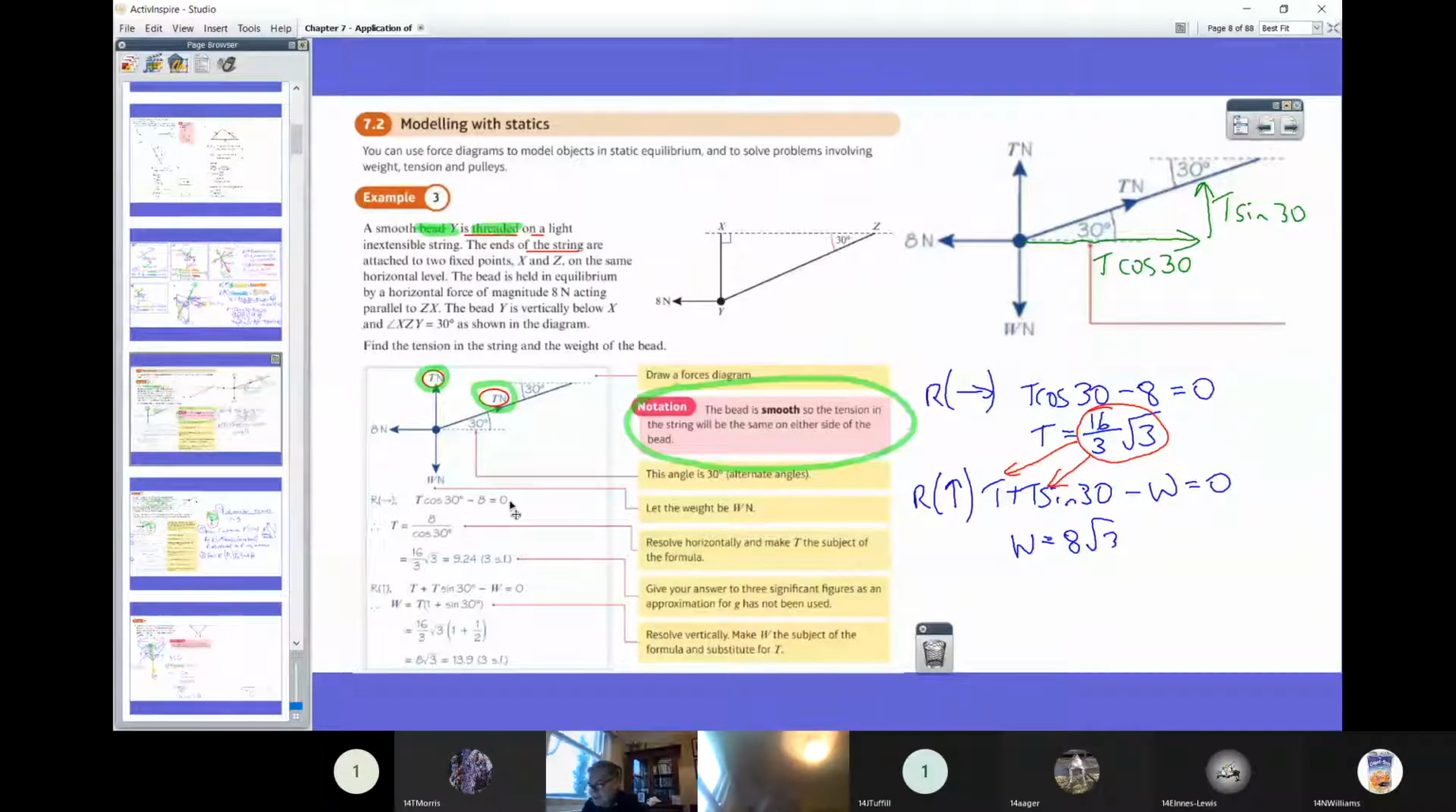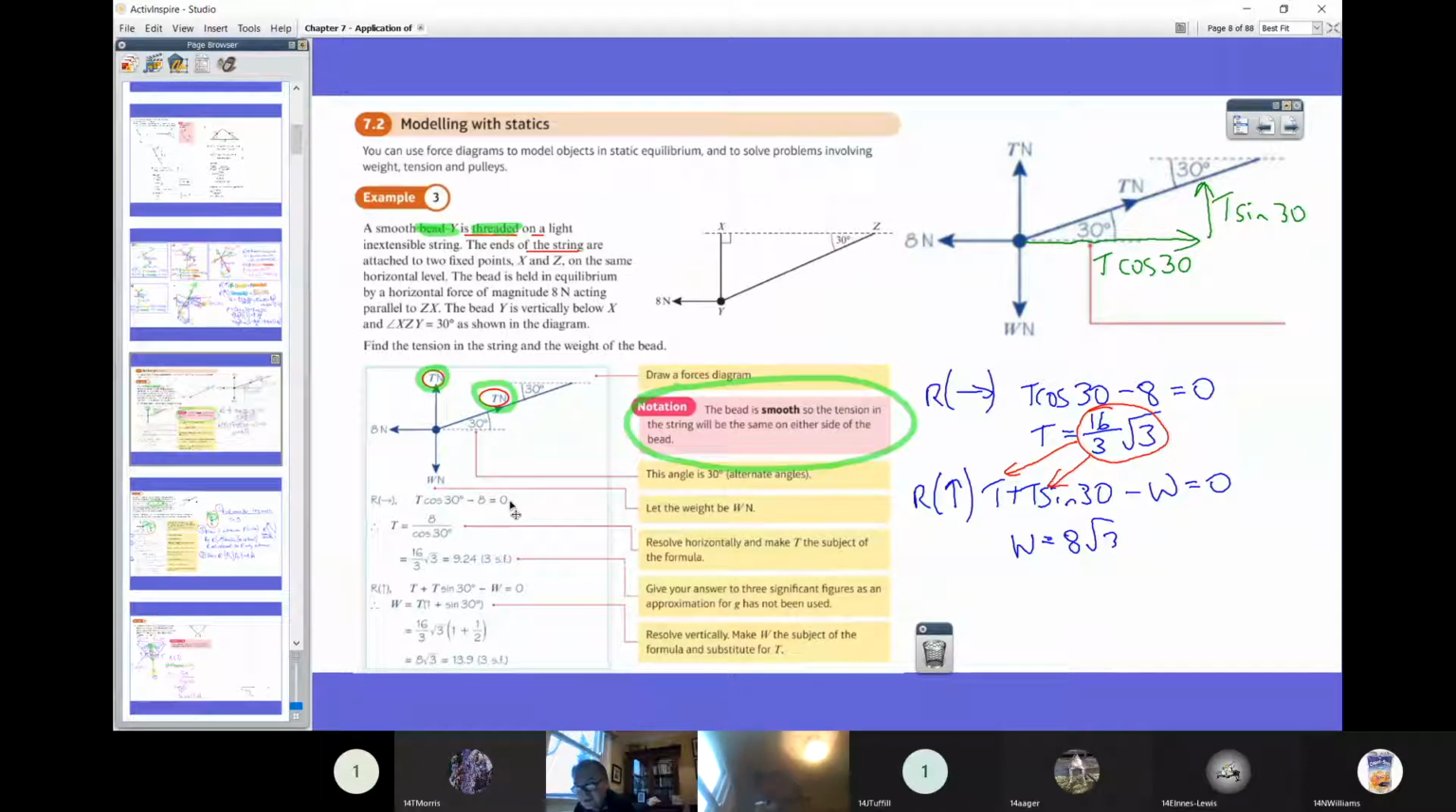So example 3. Just picture what's going on here. We've got a smooth bead, Y, threaded on a light extensible string. This string isn't moving. The string is attached to the ceiling at X and Z, and the string goes down through the bead, and you need that 8 Newton force to the left just to keep Y immediately below X.